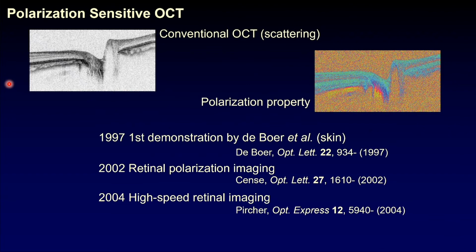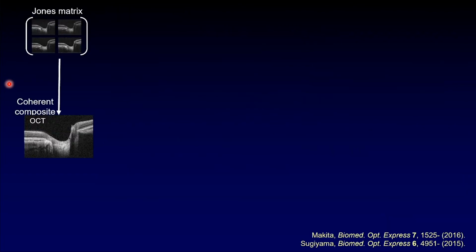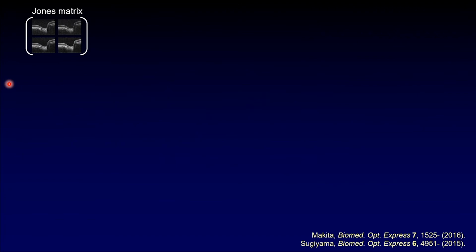And Jones matrix OCT then is a further extension of polarization sensitive OCT. We have been working on it for more than 10 years. At first we were working on polarization sensitive OCT, but then we started to generalize that technology and finally integrate everything into this theoretical framework. And this is so-called Jones matrix OCT.